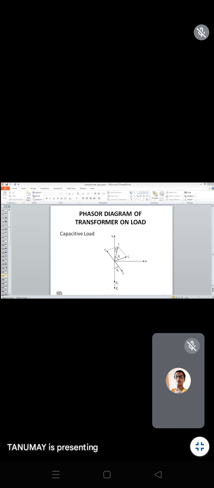Now in case of resistive type load, this is resistive type load. Similarly, this is the direction of V1, this is the direction of I, this is the direction of E2 and E1.